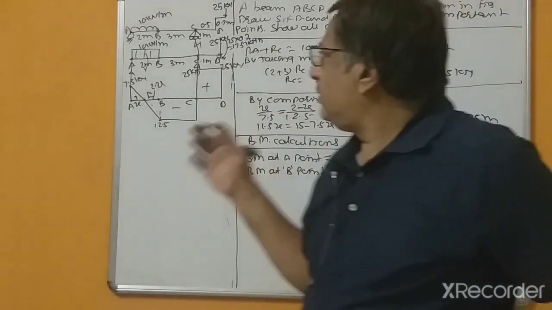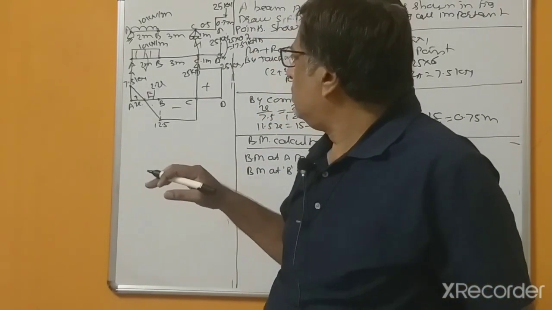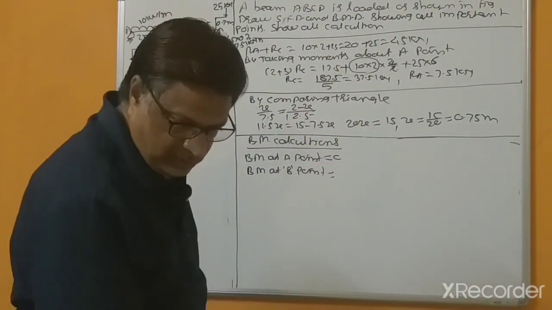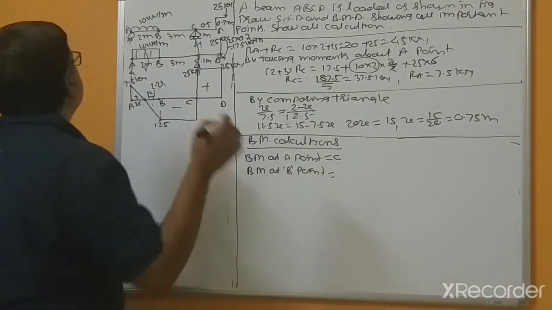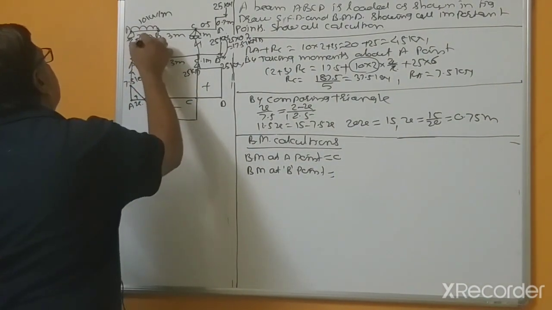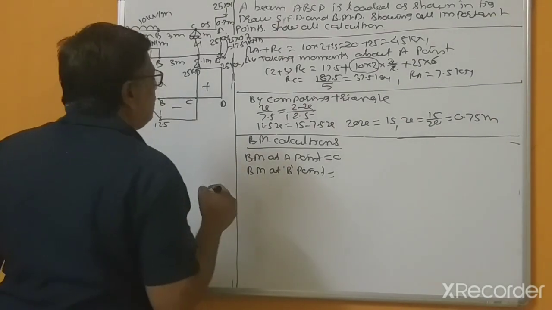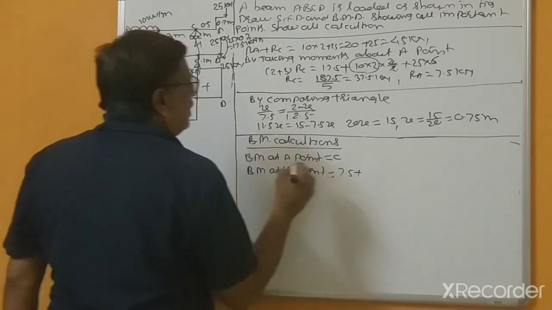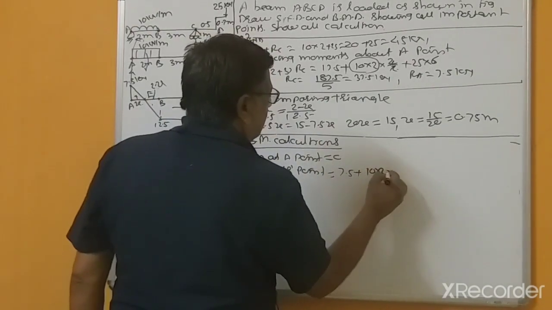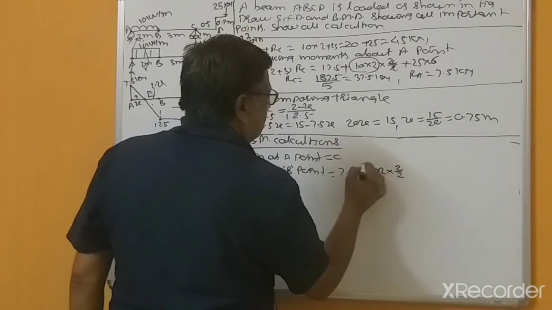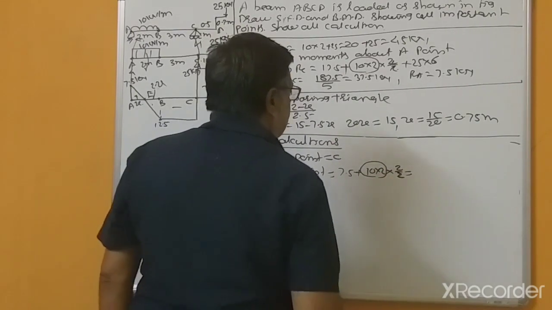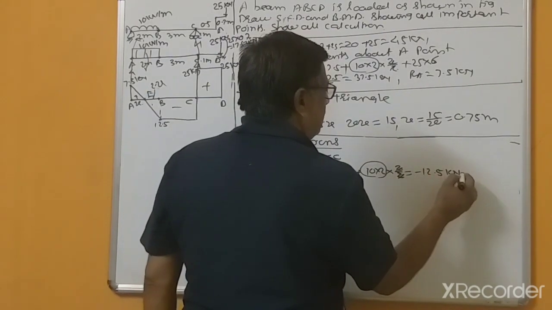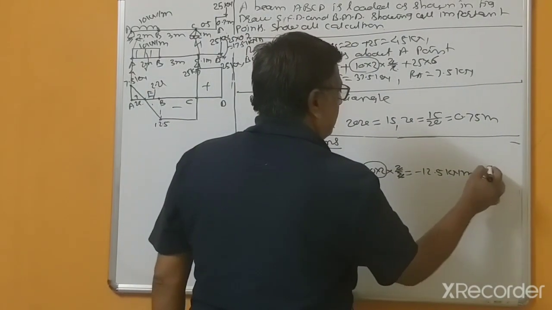Bending moment at A point, and this is clockwise. Because 7.5 multiplied by distance 2 meter, this is clockwise, plus 10 kilonewton multiplied by 2 into half of its distance. So this is the shear force. This will get cancelled, minus 12.5 kilonewton meter, and this is anticlockwise.